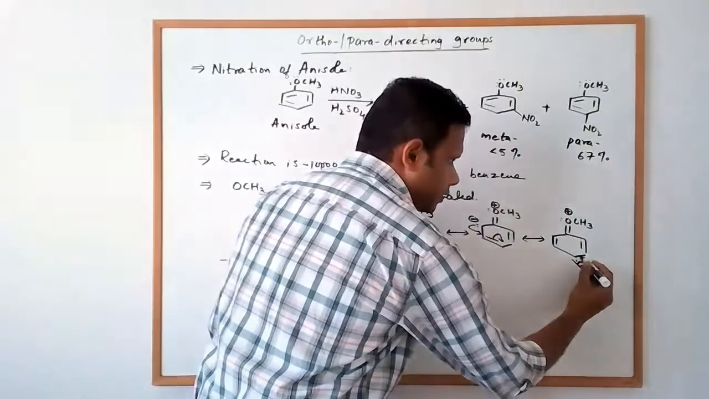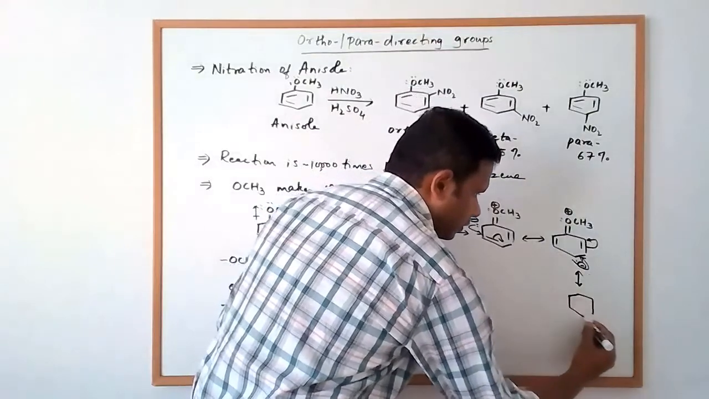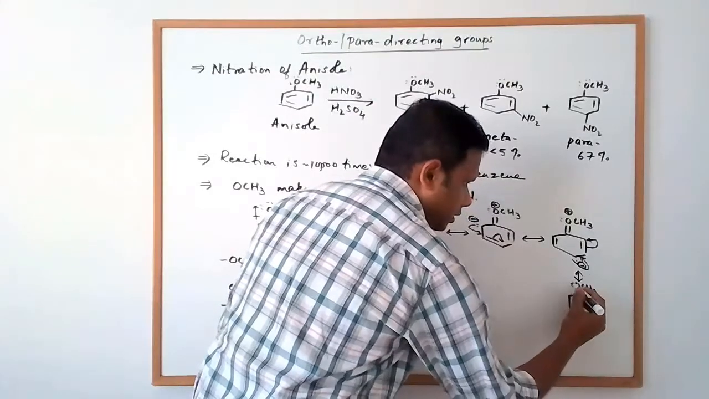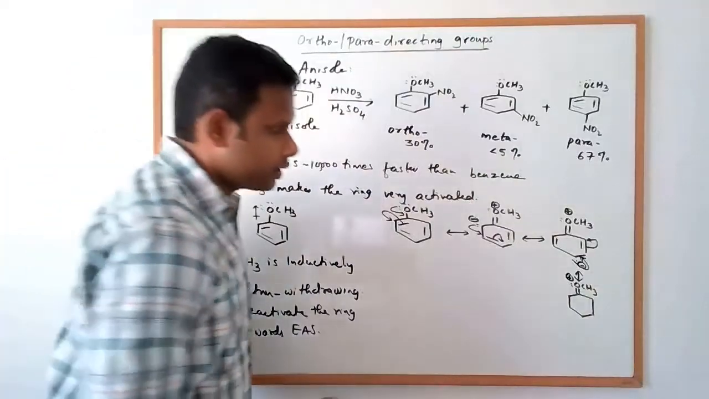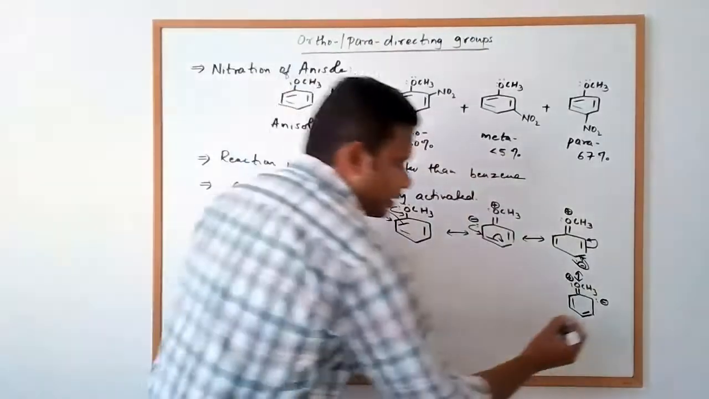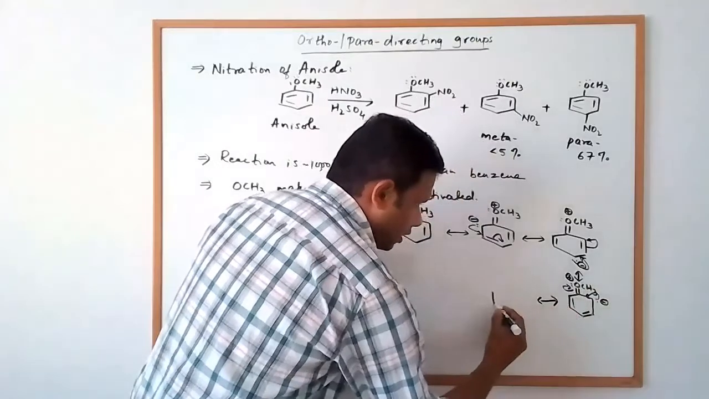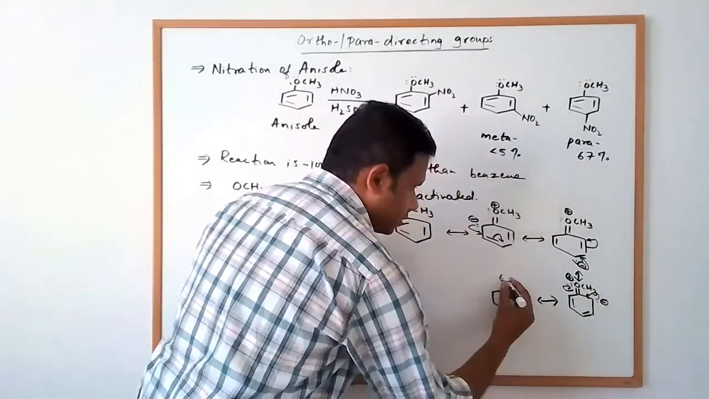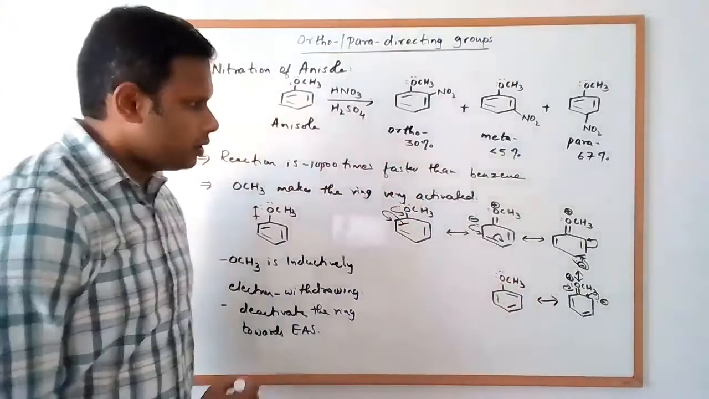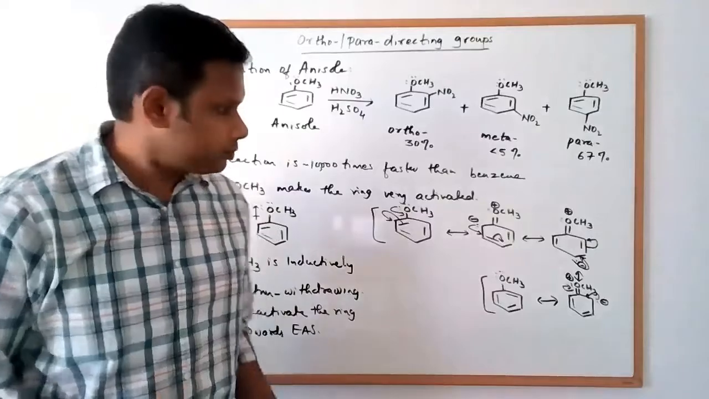And then we can do further resonance using that lone pair, which is going to give us double bond OCH3, lone pair, formal positive charge over there, a double bond, and negative charge here. And now this negative charge can be pushed back to the oxygen atom as a lone pair. So we get OCH3, 2 lone pairs, double bond, and double bond. So these are all the resonance forms for anisole.